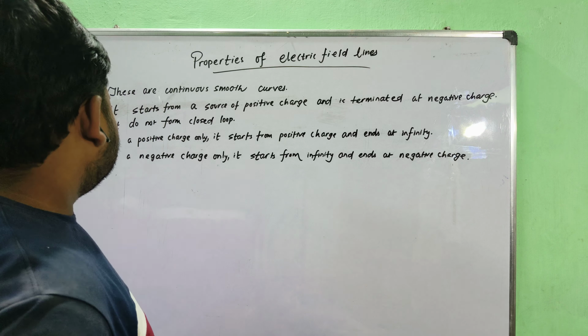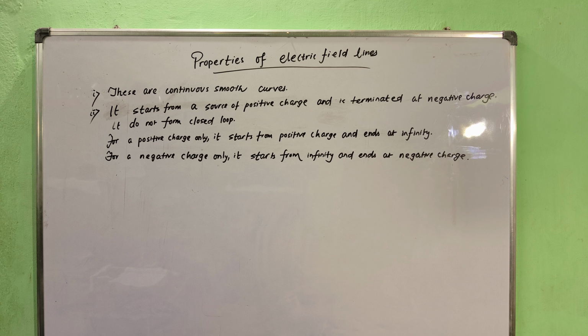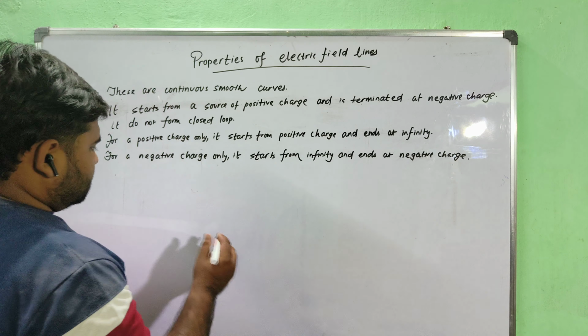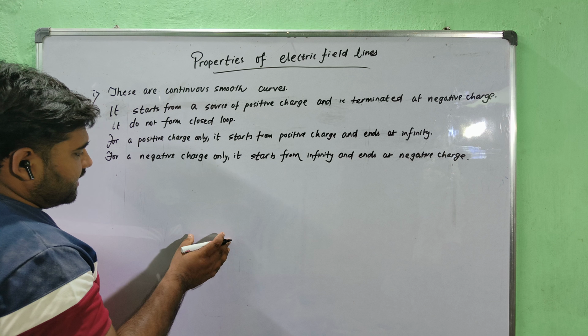Let us now check the third property. So what is the third property? It says that if you were given any field line like this, okay, you are given a field line like this.